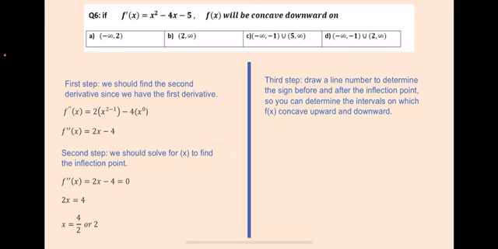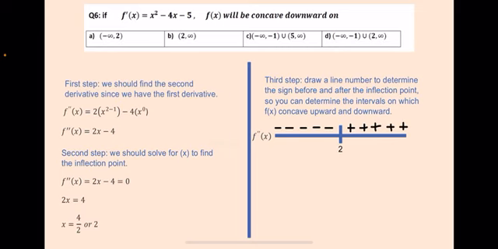so you can determine the intervals on which f of x is concave upward and downward. So we have to make a number line and put 2 in the middle, and this number line will be for f double prime of x. So we have to substitute in f double prime of x 0, which is from the left of 2, and from the right of 2 we will choose any number like 5. So when we substitute 0 we'll get minus, and when we substitute 5 we'll get positive.